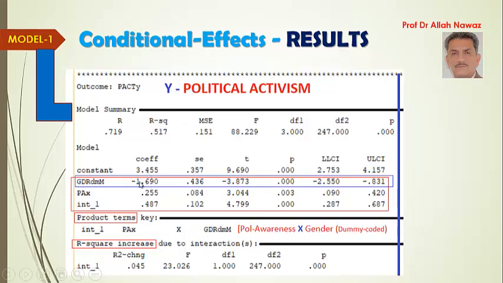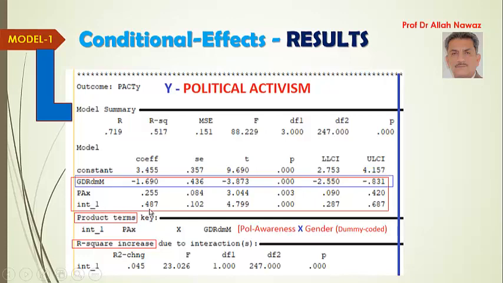However, it is negative. Next, political awareness, the main X variable of this model. It has a coefficient of 0.255, which is significant with a t-score of 3.04, greater than 1.96. The p-value is also less than 0.05, so significant. And both the lower and upper limits of the confidence interval have positive signs, and therefore both fall on the same side with no chance of 0 between the range.